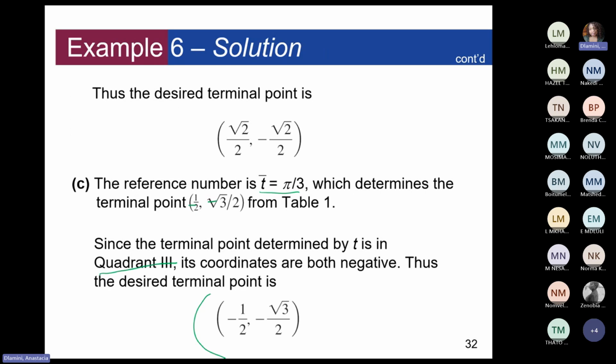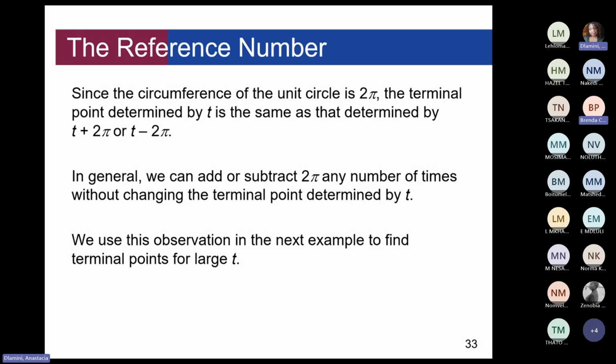Do you all understand now? Guys, are we together? Yes, ma'am. Since the circumference of the unit circle is 2 pi, the terminal point determined by t is the same as the terminal point determined by t plus 2 pi and t minus 2 pi. Is that clear? Yes or no? Not really. Explain. So they're saying that if you have t, ne?